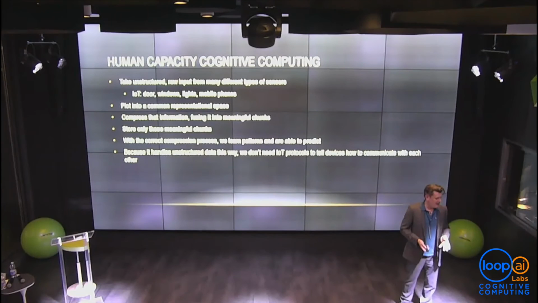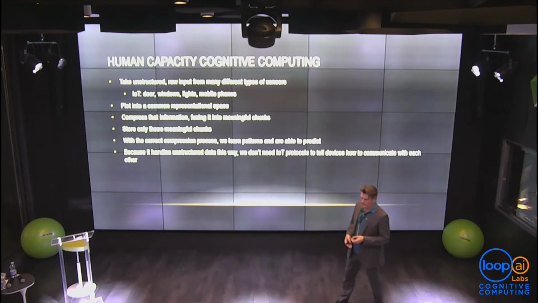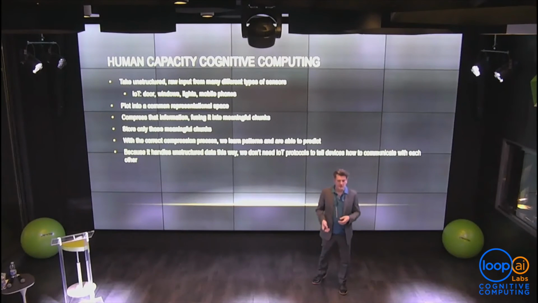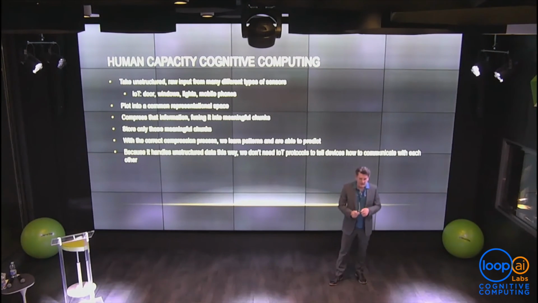And then because it handles unstructured data in this way, we don't really need to develop, people are talking about with the Internet of Things, we're going to have to develop all these protocols, so your toaster can talk to your coffee machine and your refrigerator, and some engineers are going to have to sit down and work out all the things that all these devices are going to have to do and create a language for how they're going to talk to each other. But if we have cognitive computing, say like home Internet of Things devices, those machines can just learn each other's languages the same way that people learn each other's languages.